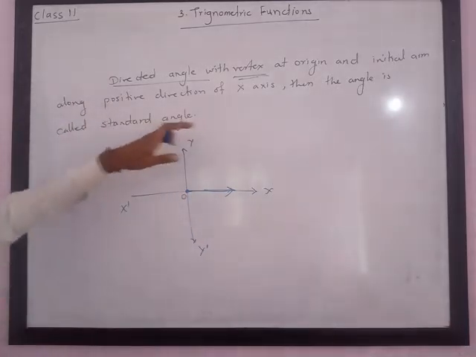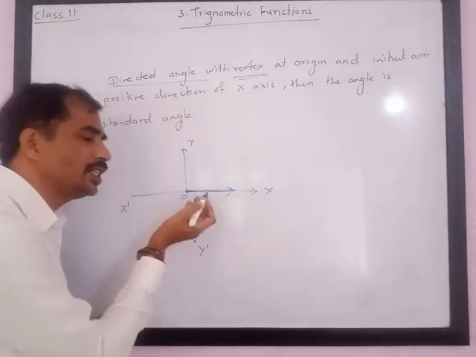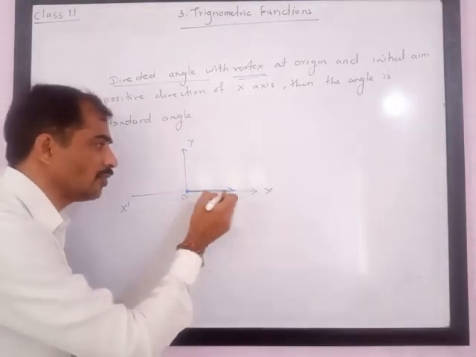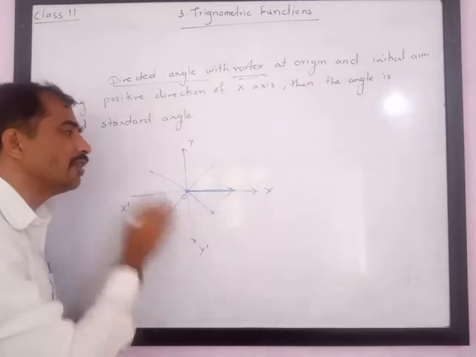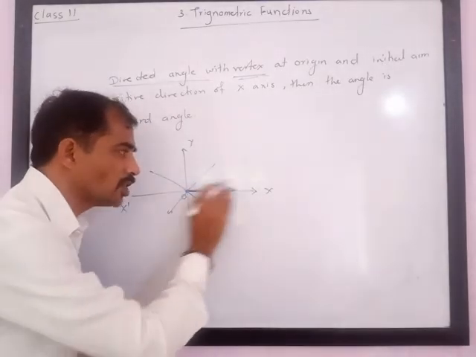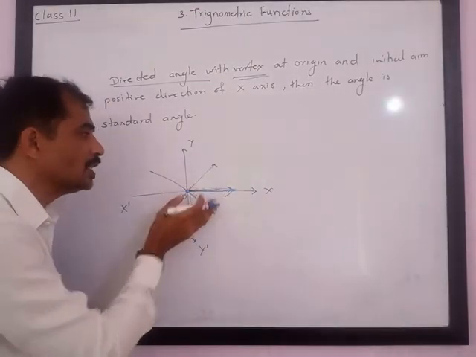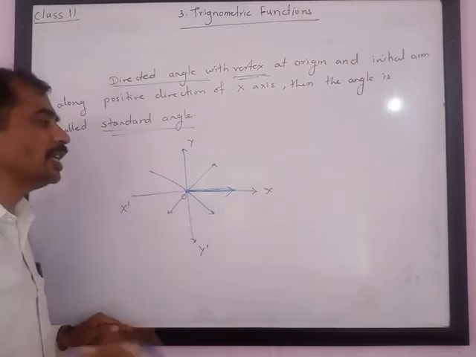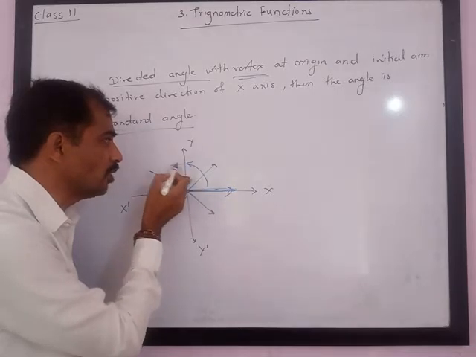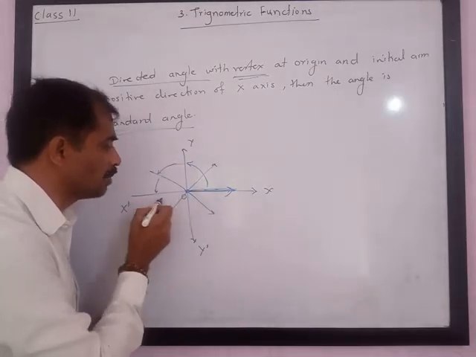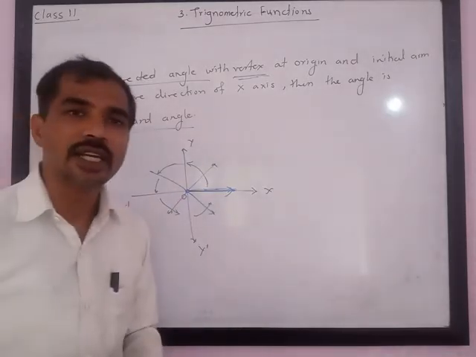Now, if the initial arm is along the positive direction of the x-axis and the vertex is at the origin, then the angle is called a standard angle. The initial arm is along the positive direction of the x-axis, the final or terminal arm can be anywhere, but the initial arm must be along the positive x-axis and the vertex must be at the origin. Then this angle is called a standard angle. Please note, we have already studied that if the rotation is in anti-clockwise direction, we consider the measure positive, and if it is in clockwise direction, we consider it negative.